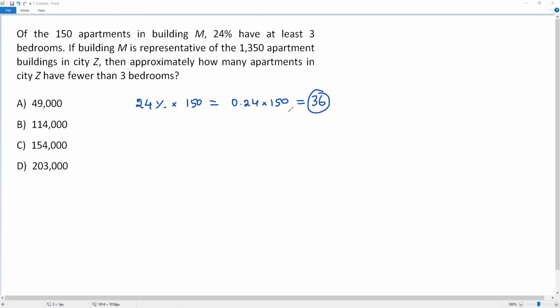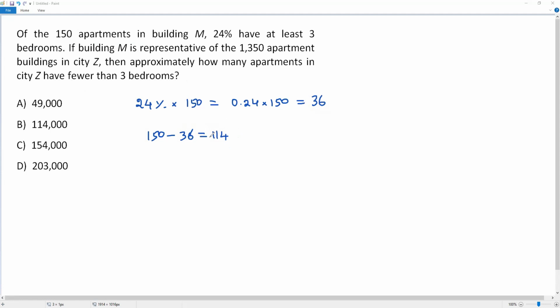Now let me subtract this 36 from the total number of apartments in building M. That is 150 minus 36. I am getting 114. Already we know that there are 36 apartments in building M which have at least 3 bedrooms. What about the remaining apartments? In the remaining 114 apartments, we have fewer than 3 bedrooms.